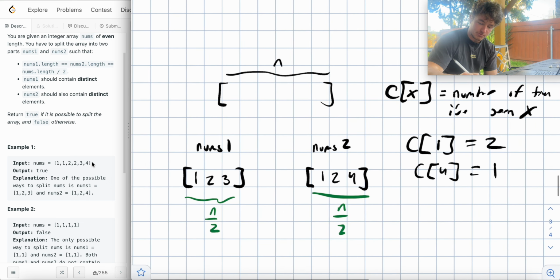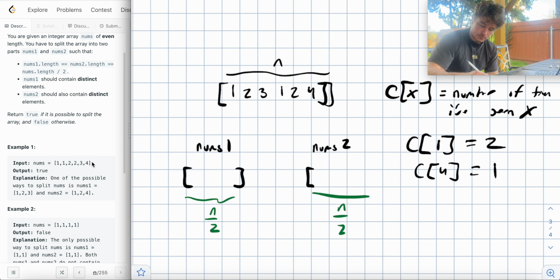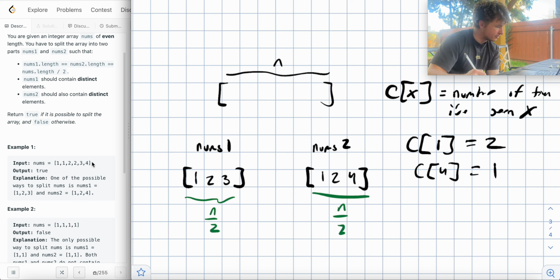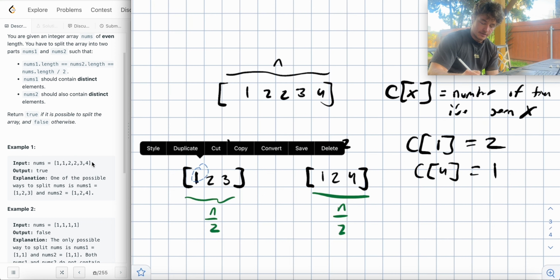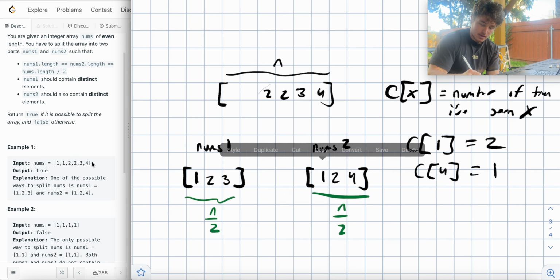Well, if we walk through what I did again quickly, you'll notice the only thing I really did here, I'll just write out the whole thing: 1, 1, 2, 2, 3, 4. I tried to put it in nums 1, okay? Then I try to put the next thing in nums 1, but if I already saw it in nums 1, I put it in nums 2, okay?